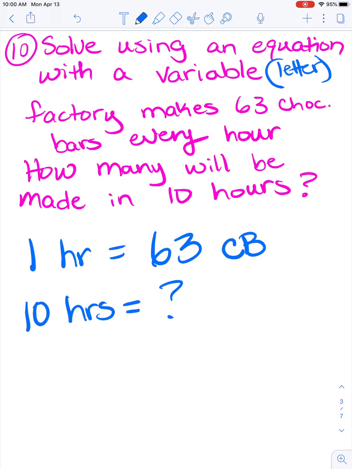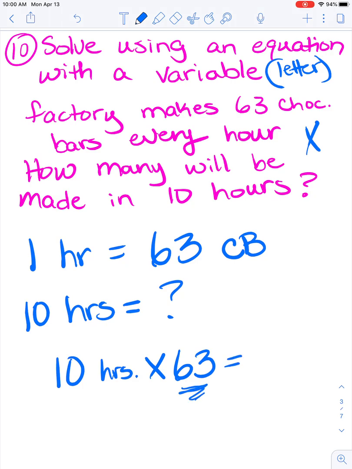That's our unknown. Well, if 1 equals 63, and we know that each means multiply, we're going to say 10 hours times 63, because that's what 1 hour is, equals how many chocolate bars? That's going to be our variable. Well, if I take 63 times 10, I've got a 0.